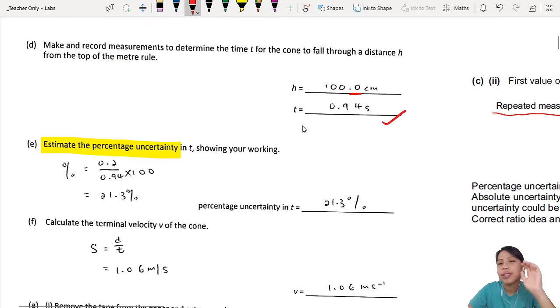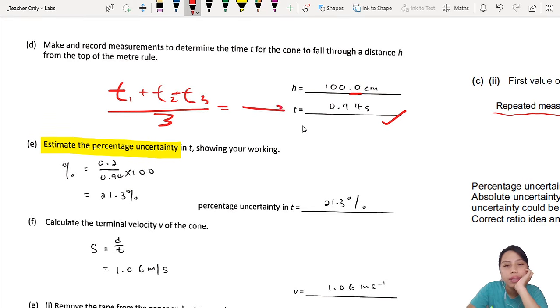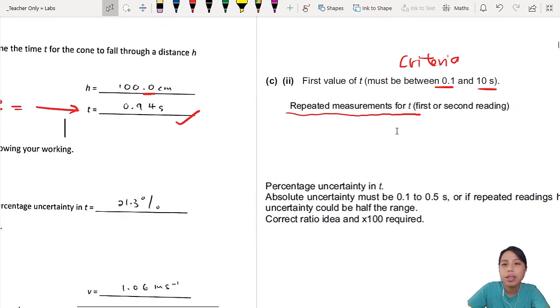Good. If you don't have it, it's also best to show that if you have T, you do it a few times. So, T1, T2, T3, take the average. Better, because timing has a lot of uncertainty. So, better to do that. So, here's just 1 mark.